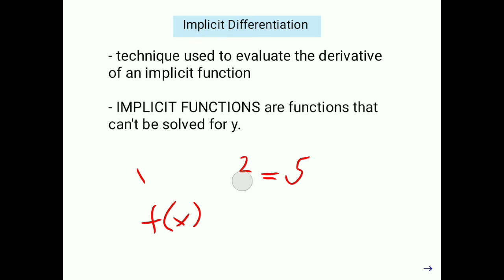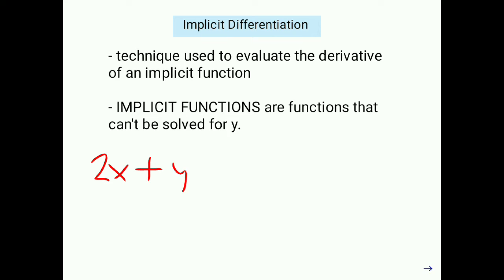Hindi tulad sa madalas natin na mga last lectures na pwede, for example, explicit function. Example of explicit functions, yung alam na natin gawin, is ganito: 2x plus y is equal to 5. In this case, we can solve for y. So this is yung napag-aralan na natin last time. So ayun, I hope nakikita niyo yung pinagkaiba. Implicit functions are functions that can't be solved or isolated for y. Hindi ma-isolate yung y.